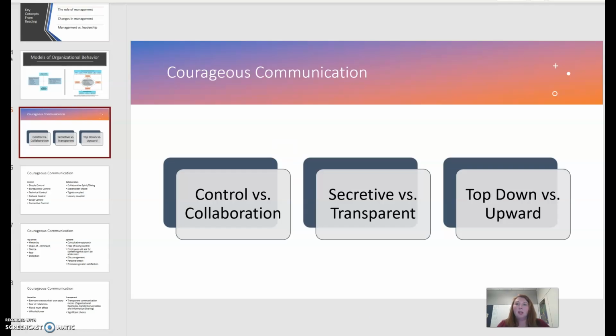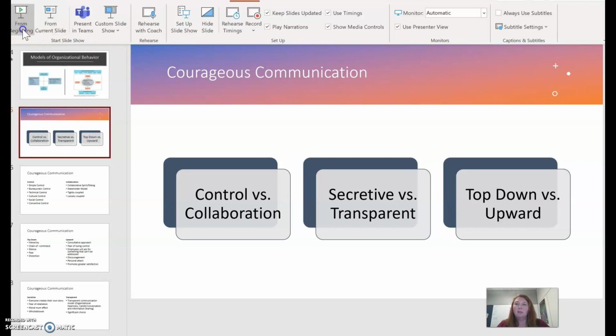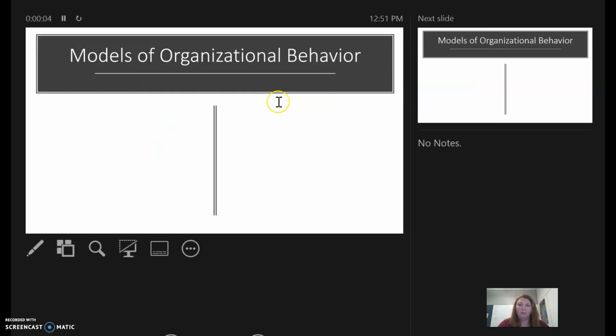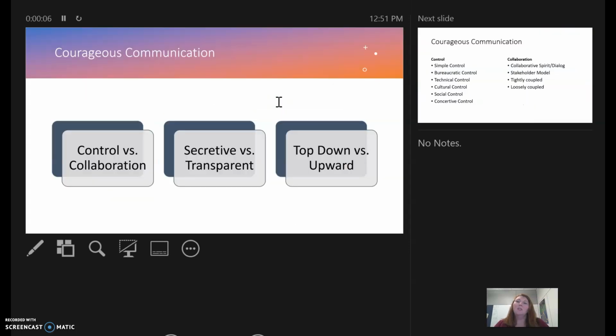So essentially what we're talking about with this unit. For this week, the second part of the unit, we're looking at three types of behaviors. We call these tensions because organizations are faced with all of this at one time. There's a constant push and pull over how much control I exert as a leader in a company or within a volunteer group or whatever context I'm talking about. How much control do I exert versus how much collaboration do I allow?